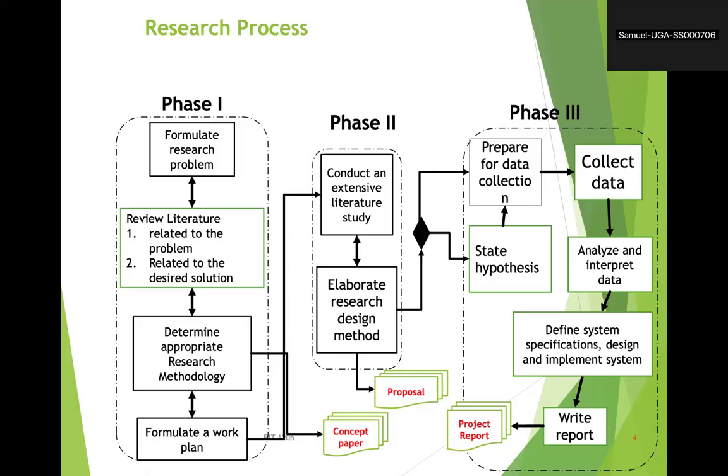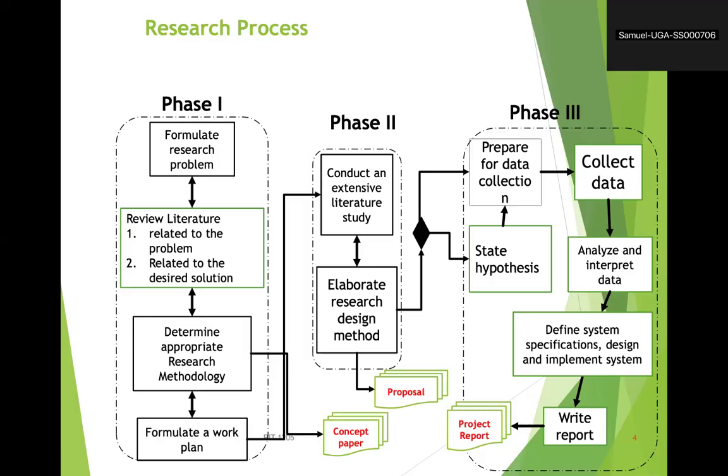During your final year project, I understand some people will go for mobile apps, some will go for web apps, some may decide to go for maybe models, depending. So you realize that some individuals will decide to use maybe plain Java, some will go for frameworks, depending. So you determine the appropriate research method or methodology you're going to use, then you can formulate a work plan. In phase 2, you have to conduct an extensive literature study, elaborate your research design, and that is when now we go to formulate a proposal.